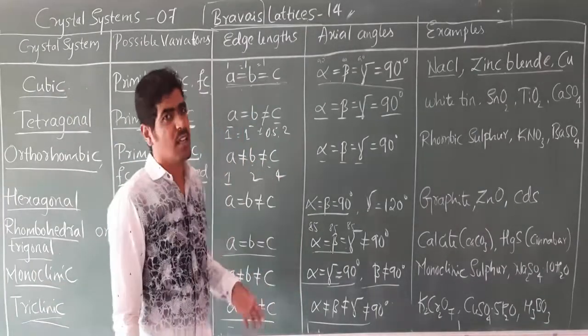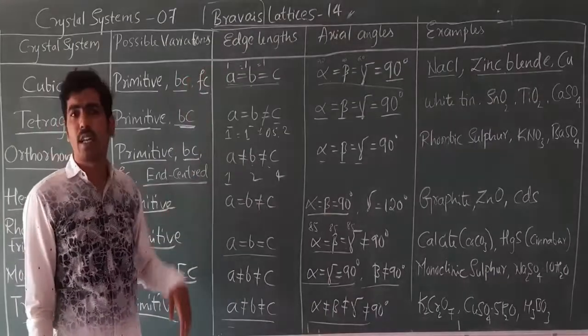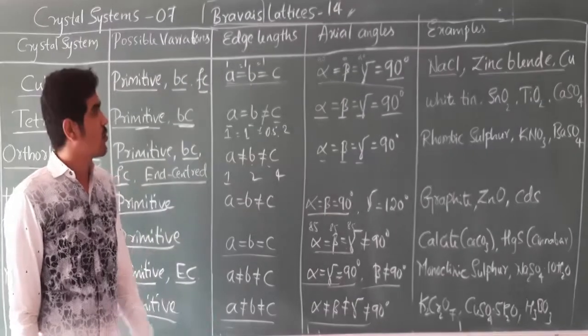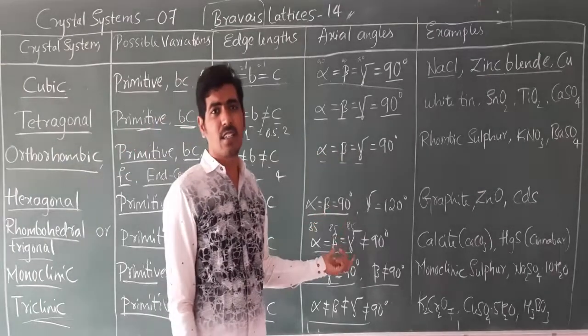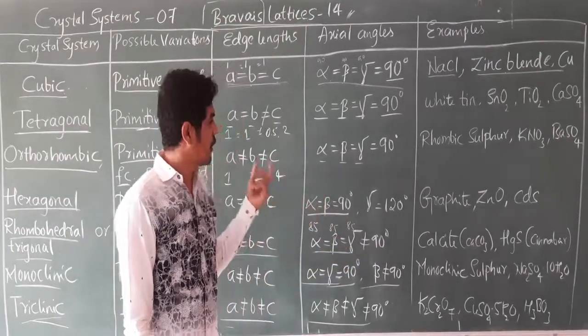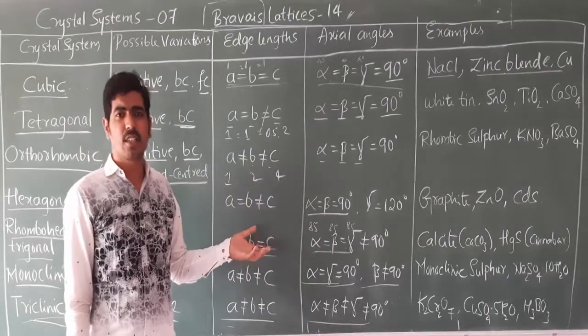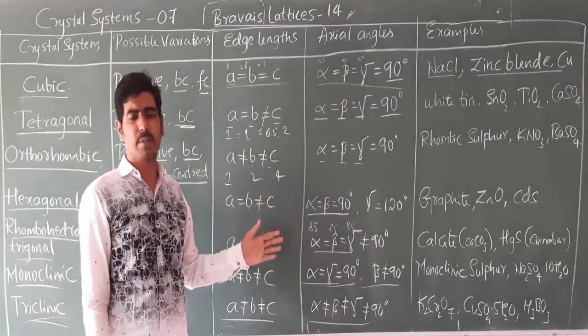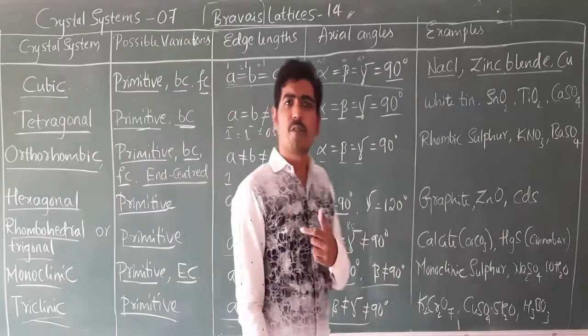So this is all about the 7 crystal systems and 14 Bravais lattices. So remember these edge lengths and axial angles because these are very important for competitive examinations like CET, NEET, JEE, as well as in theory also it is very important.